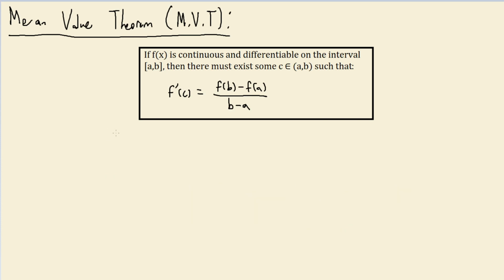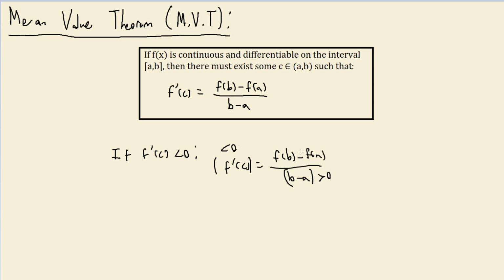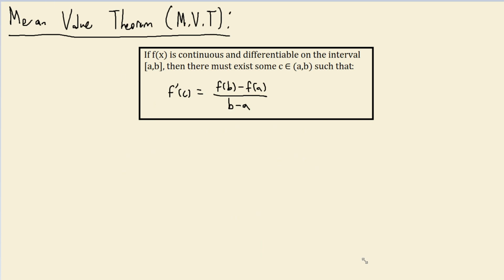Very similarly, in fact almost identically, we know that if f prime of c was less than 0, then that would tell us that f prime of c would be equal to f of b minus f of a over b minus a. Once again, this doesn't change. The denominator must be greater than 0, and f prime of c must be less than 0. And so that tells us that the numerator here must be less than 0. If f of b minus f of a is less than 0, that tells us that f of b must be less than f of a, meaning the function must be decreasing if f prime of c is less than 0. So similarly, we could prove that with mean value theorem as well.